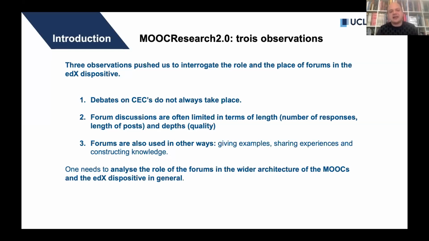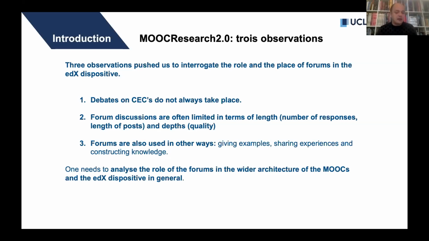The first one was that these debates on these essentially contested concepts do not always take place, or at least not in the amount that we would expect them to, based on pedagogic theory. Secondly, when we see discussion forums, these discussions are quite often limited in length. Most of the posts that people post there don't get any responses from other students. And those who do get responses quite often only get a couple of them, often limited to posts such as, I agree or I disagree, but there's not always clear argumentation that we can see on these forums. So these discussions are quite often limited in terms of length, but also in terms of depth or quality.